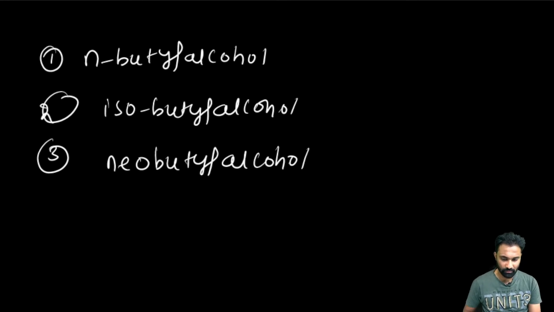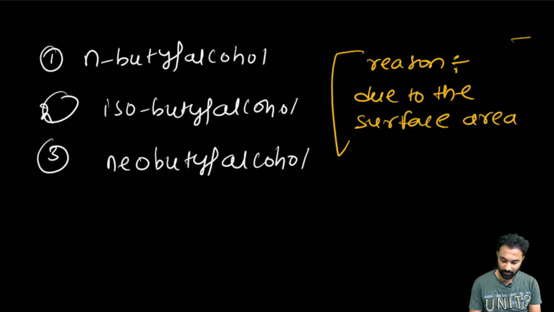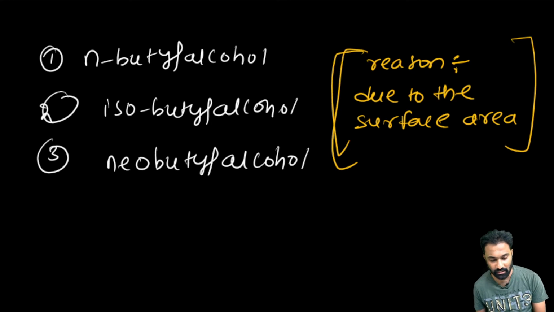Which has the higher boiling point, and in what order? Because of the surface area. Surface area is high, so as branching increases, the boiling point decreases.